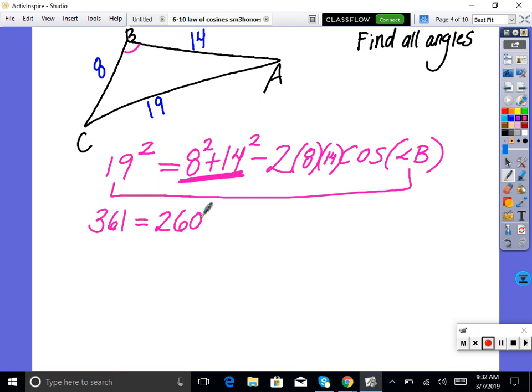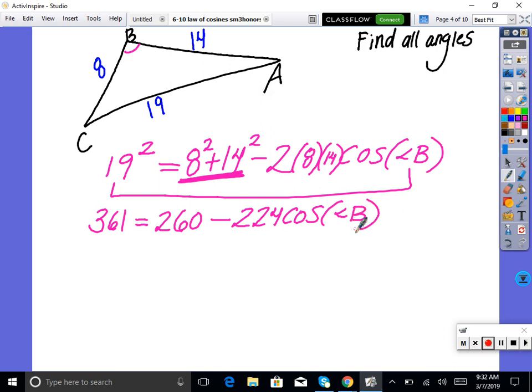Now here's what we have to be careful of. This is a minus sign. So we have minus, and then I am going to type in 2 times 8 times 14, which is 224. So we have minus 224, then cosine of angle B.